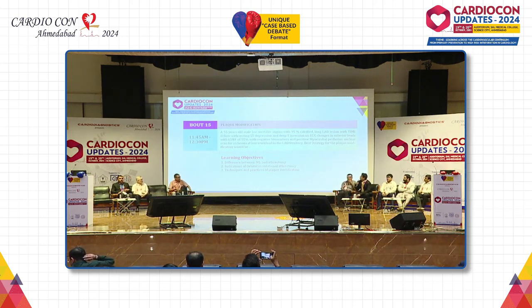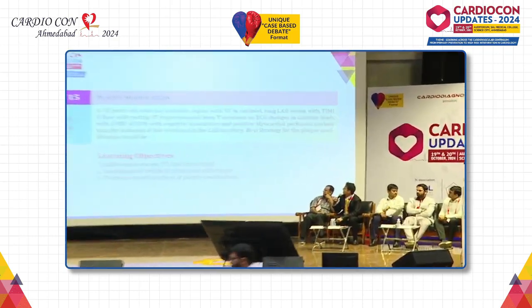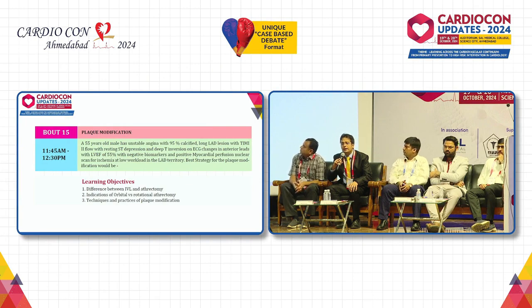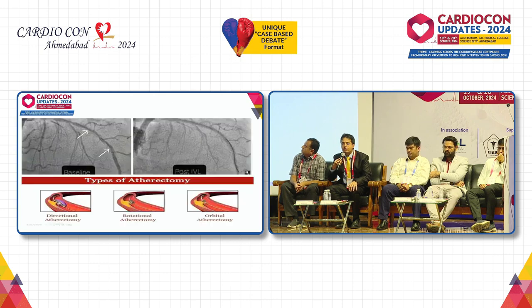Good morning, everyone. Presenting this case: a 55-year-old male with unstable angina and a 95% calcified long LAD lesion with TIMI 2 flow, resting ST depression and deep T wave inversion on ECG in the anterior leads, left ventricular ejection fraction of 55%, negative biomarkers, and a positive myocardial perfusion scan for ischemia at low workload in the LAD territory. The best strategy for plaque modification, and the learning objectives, are to differentiate between IVL and atherectomy, the indications of orbital versus rotational atherectomy, and the techniques and practices of plaque modification.